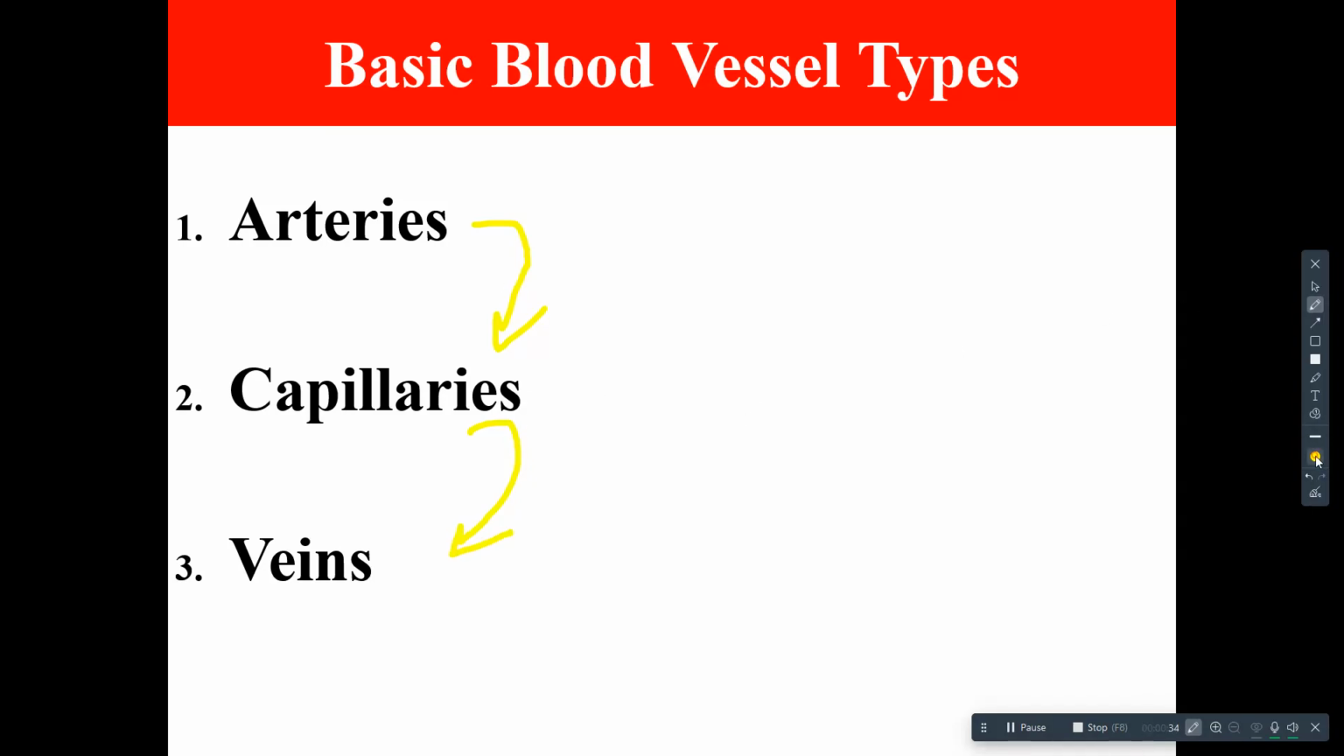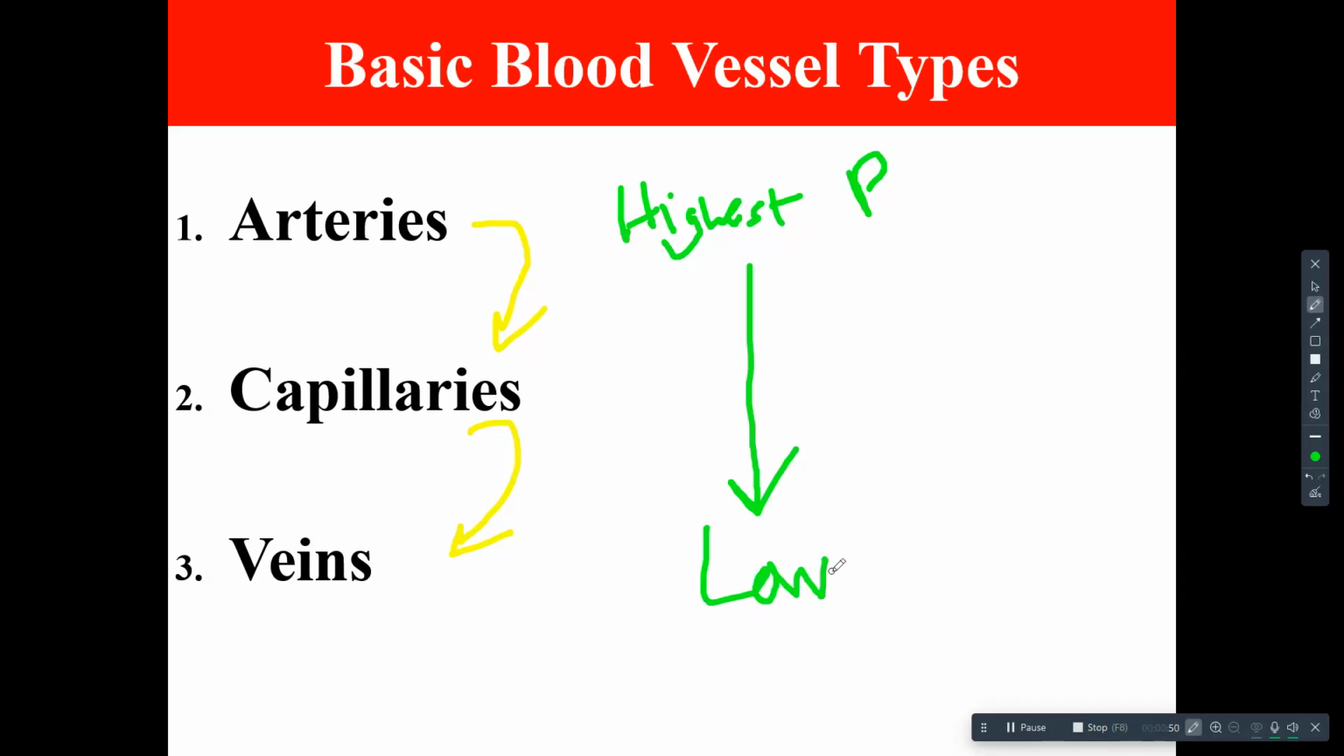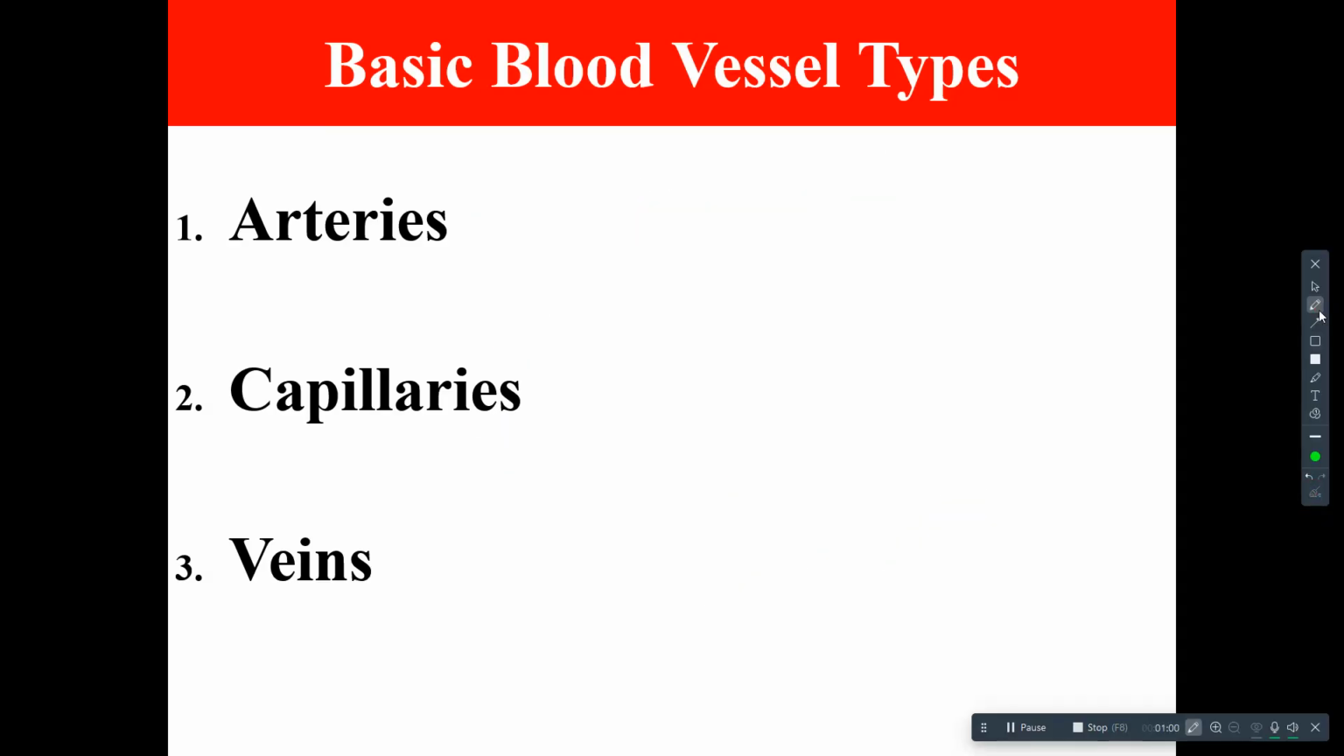And of course, if that is our flow order, that is also our order of pressure. Arteries are going to have the highest pressure because they are closest to the heart, and veins are going to have the lowest pressure because they are farthest from the heart. All right, so three basic blood vessel types. Let's talk about each of them in turn.